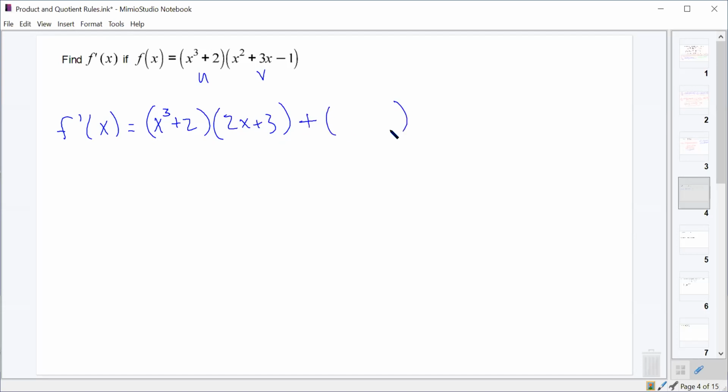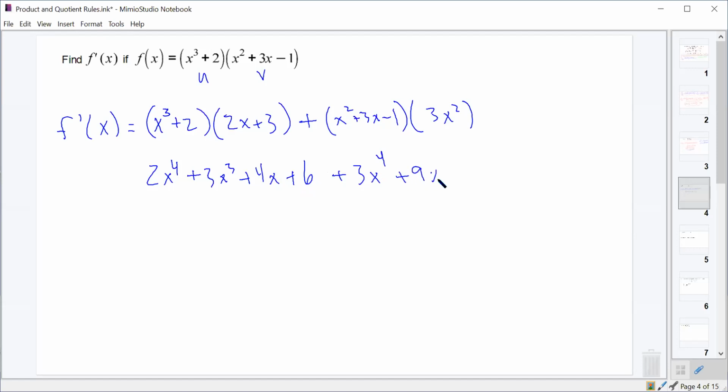Plus what? x squared plus 3x, v, which is x squared plus 3x minus 1, times du, which is 3x squared. And again, if we wanted to, we could distribute all of this together and come up with one simple answer. So 2x to the fourth plus 3x cubed plus 4x plus 6 plus 3x to the fourth plus 9x cubed minus 3x squared. And if we combine the like terms, we get 5x to the fourth plus 12x cubed minus 3x squared plus 4x plus 6.